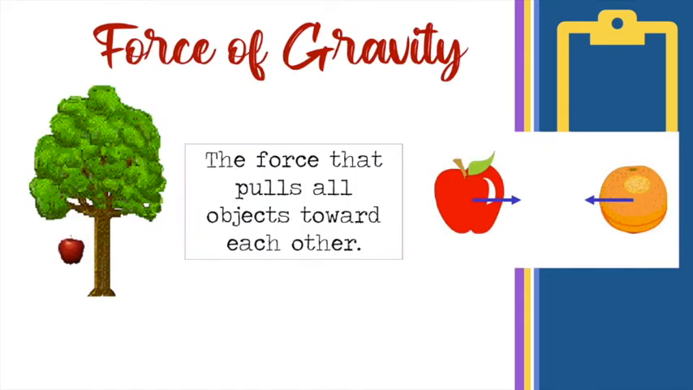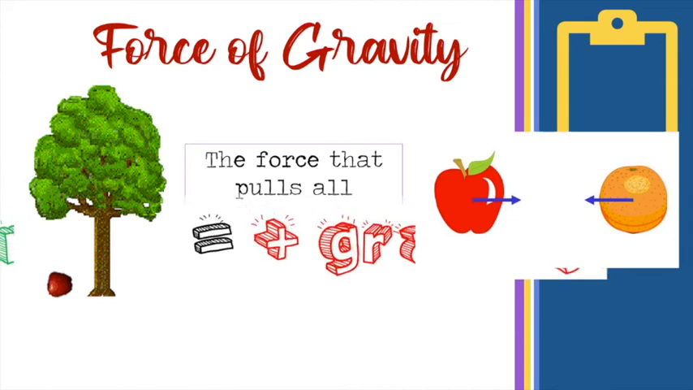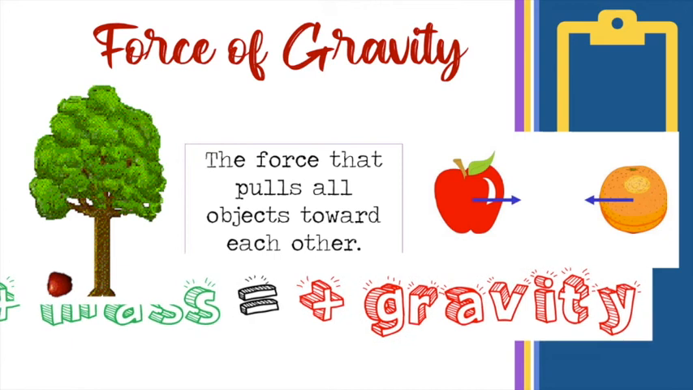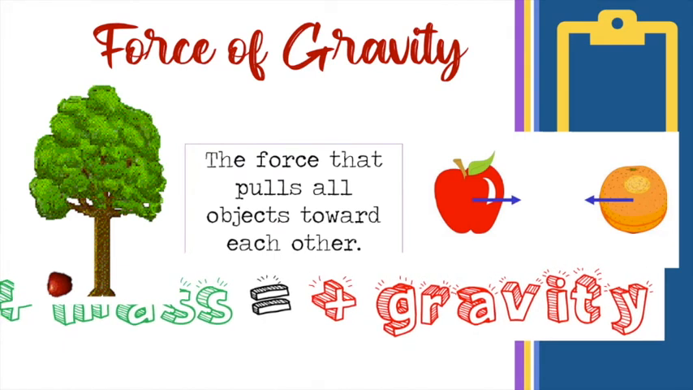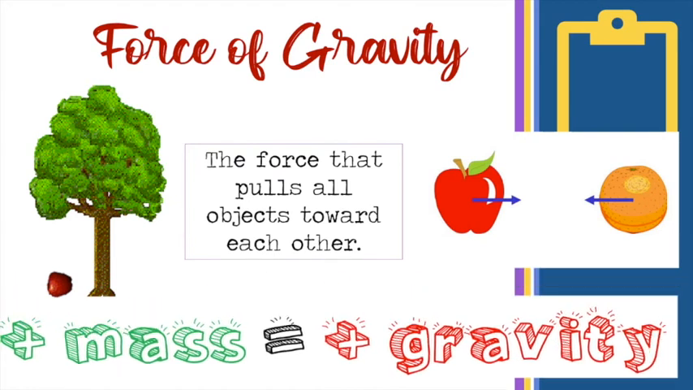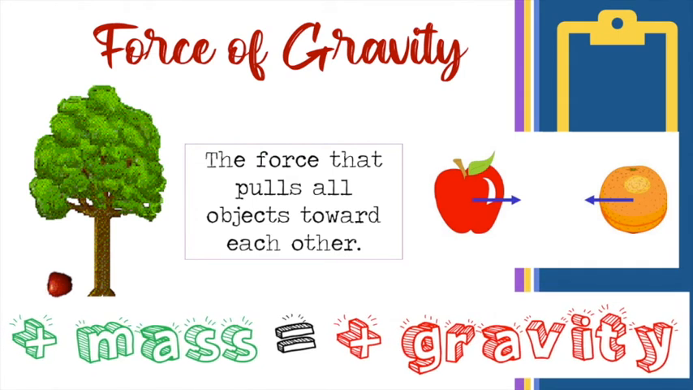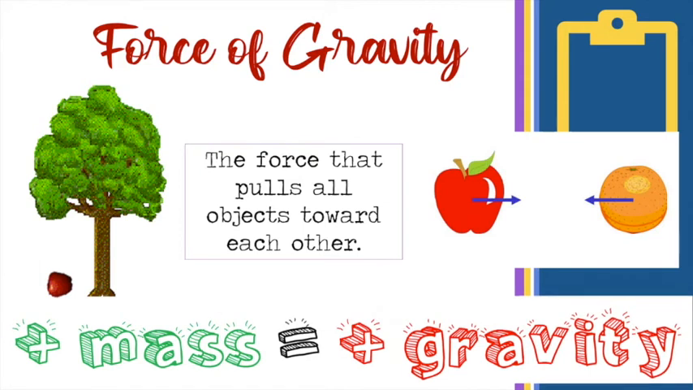Force also works with gravity. Gravity is the force that pulls all objects toward each other. So this force will make objects attract to each other. In this case, the mass of the object is also going to take place because if an object is heavier than another, the force of gravity will have more effect. So more mass equals more gravity.